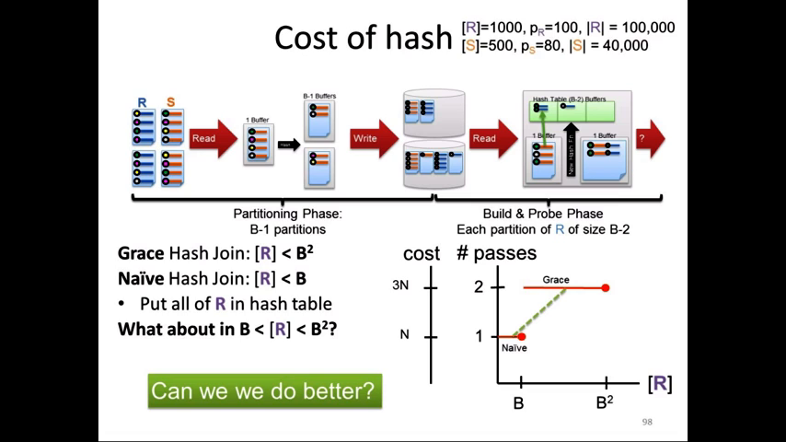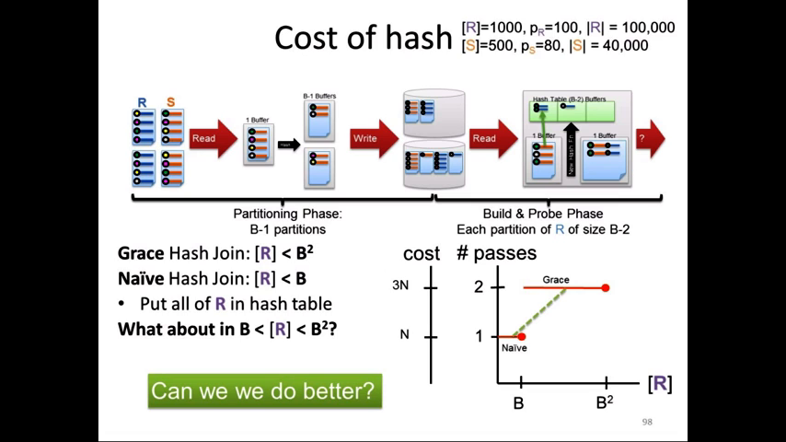So basically we have the following situation now. We have 2 options, depending on how large the smaller relation R is. If R is less than B squared, we can use Grace hash join.